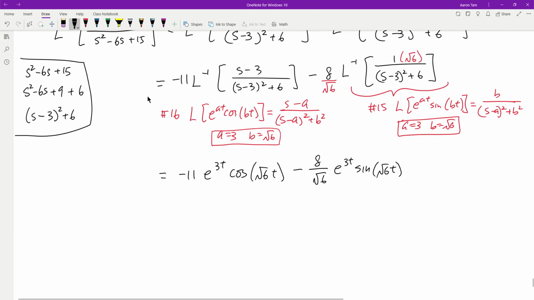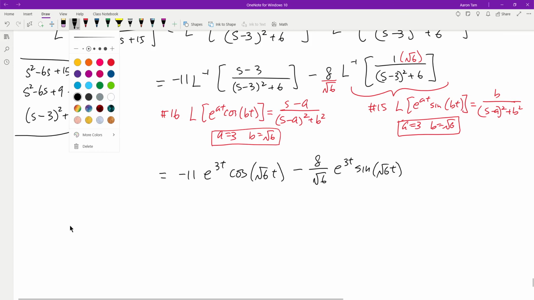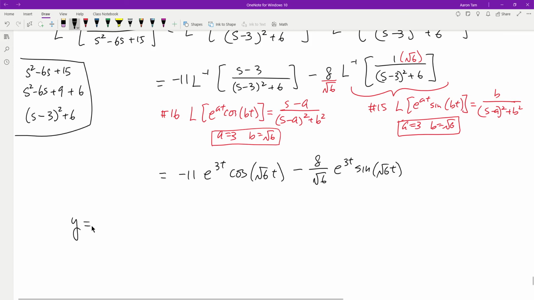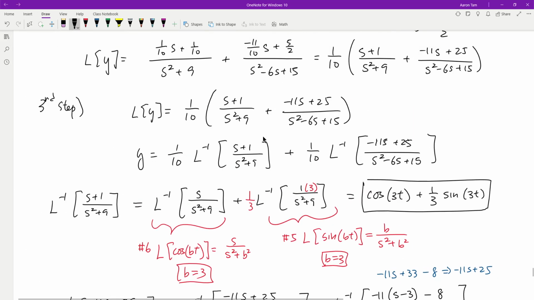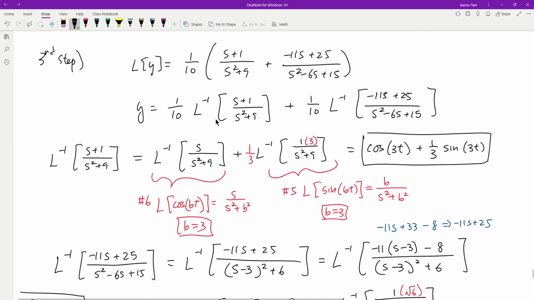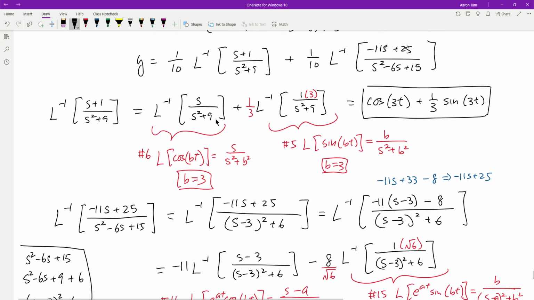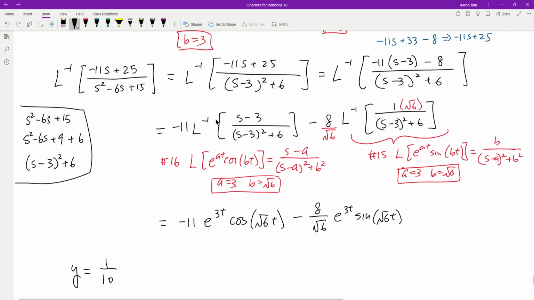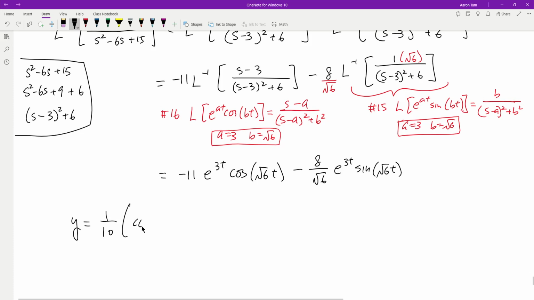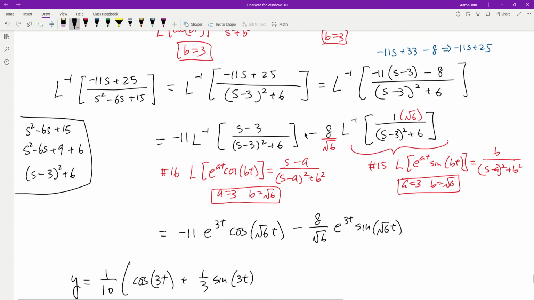So now I'm ready to put my answer together. My answer will be y equals 1 over 10. Don't forget, we have the 1 over 10. And then the Laplace inverse of (s plus 1) over (s squared plus 9), which is just cosine of 3t plus 1/3 sine of 3t. I think that's what I have. Let me see. Yep, that's what I have.